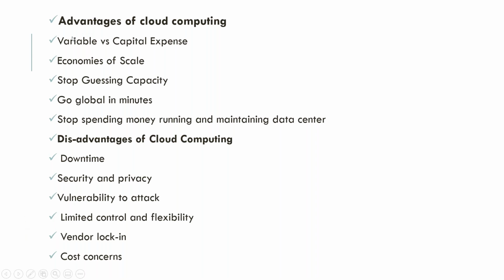So what are the advantages of cloud computing? Basically, there are two types of expenses: one is capital expense and the other is variable expense. Capital expense is the initial expenditure you have to spend in order to procure your routers, the storage infrastructure and all those things. Variable cost is what we spend in order to maintain that physical infrastructure. Those are called variable.